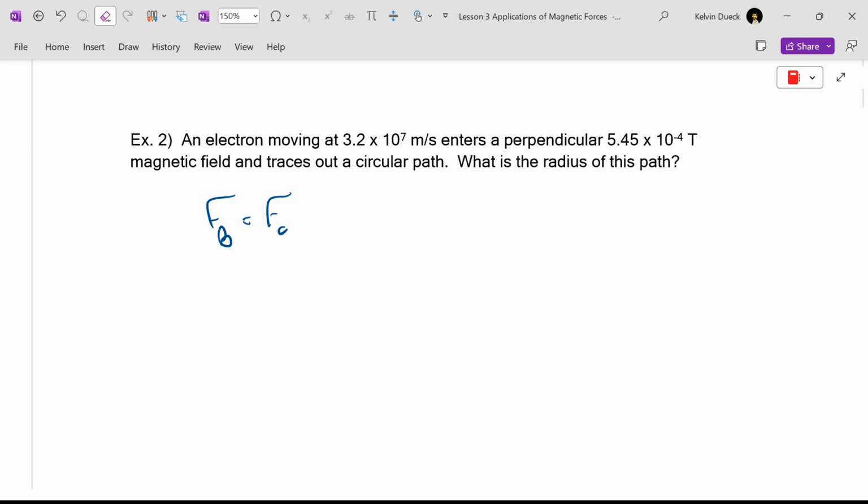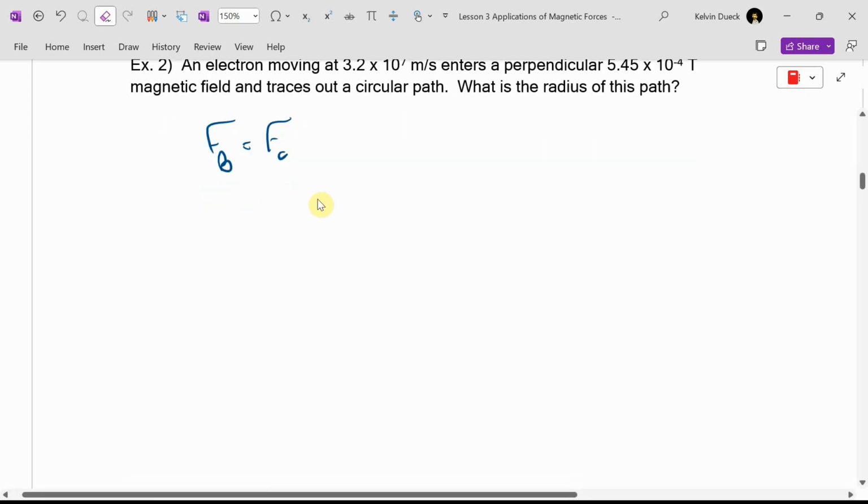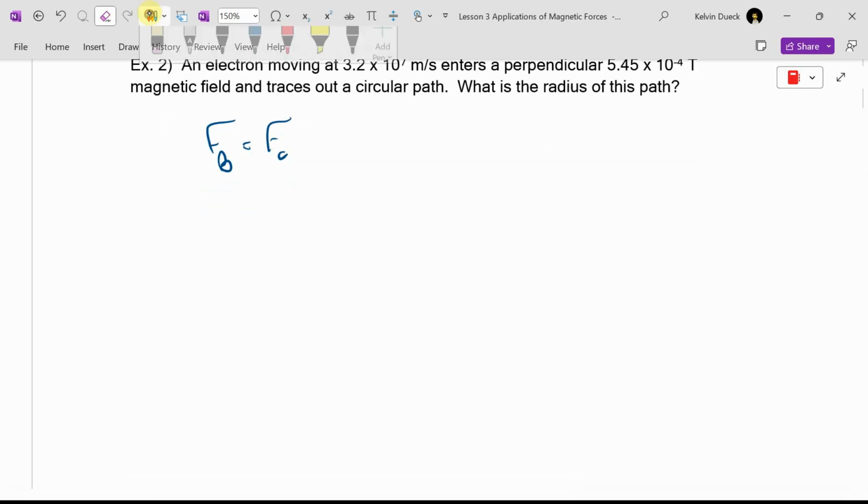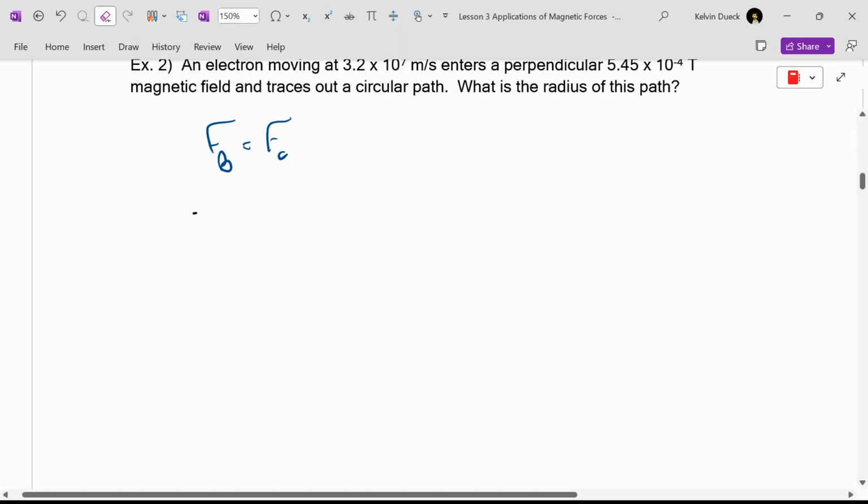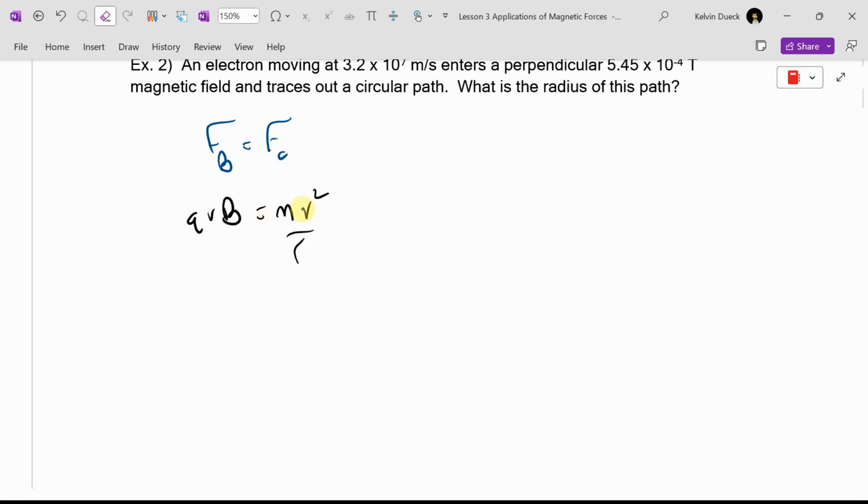Oliver, what's the magnetic force on a moving charge? What's the equation for the magnetic force on a charge? QVB equals, circular motion, mv squared over r. How did I know to use the v one? Because I've got a v over here. That's why I didn't use the one with the period in it. And one of the v's cancels. Yay. Oliver, what are they asking me to find?